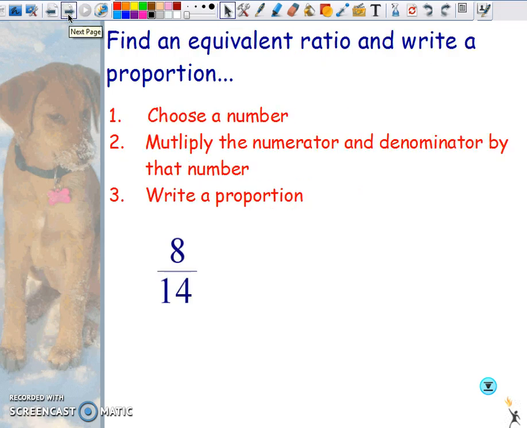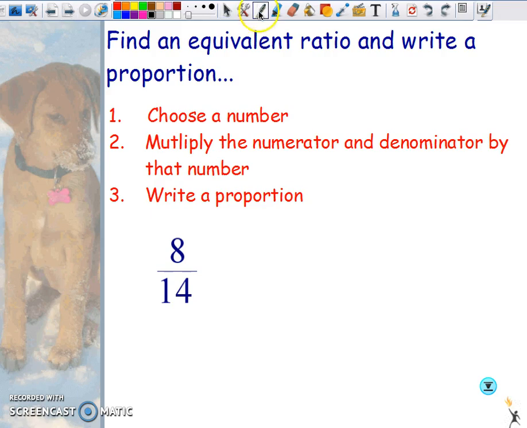Okay, sometimes we may need to find an equivalent ratio, which is what I talked about when I introduced the vocabulary. And what we do, it's really simple. You can choose a number, and sometimes you'll get that number if we are dealing with word problems or problem solving. We may get that number given to us, but normally if it's up to you, you could choose any number you like. I like to stay kind of simple, 2, 3, sometimes even 10 perhaps. You can multiply the numerator and the denominator by the same number and then write that proportion.